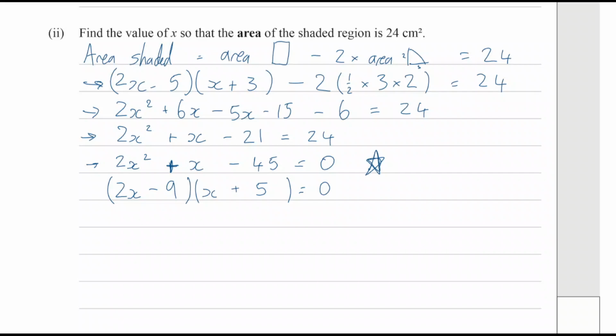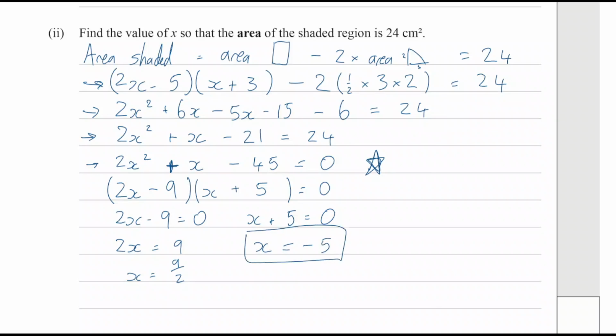Okay, we haven't solved for x though, we've just factorized it. And then this tells us that 2x minus 9 must equal 0, or x plus 5 must equal 0. So 2x minus 9 equals 0, we could add 9 to both sides. We can then divide both sides by 2 to get x equals 9 over 2. If x plus 5 equals 0, we could subtract 5 on both sides to get x equals minus 5.